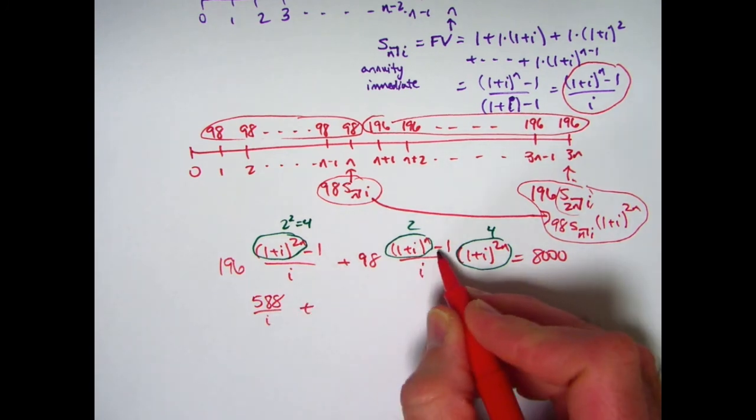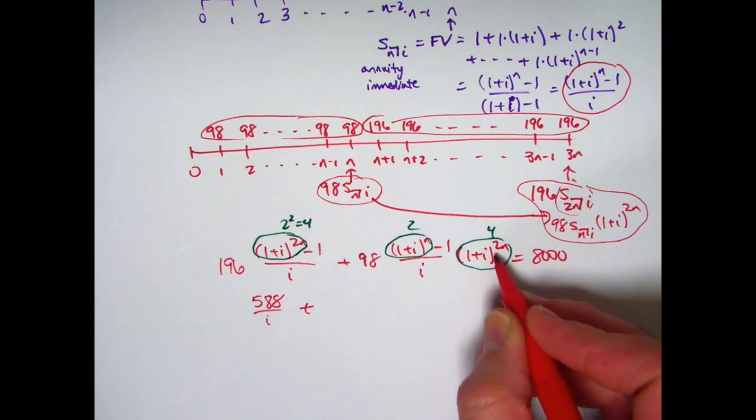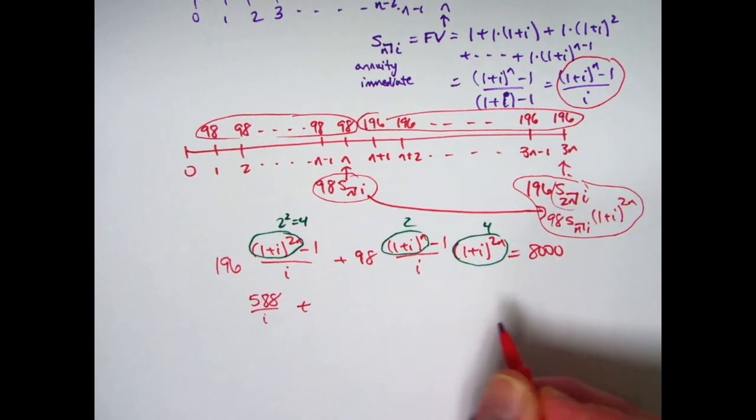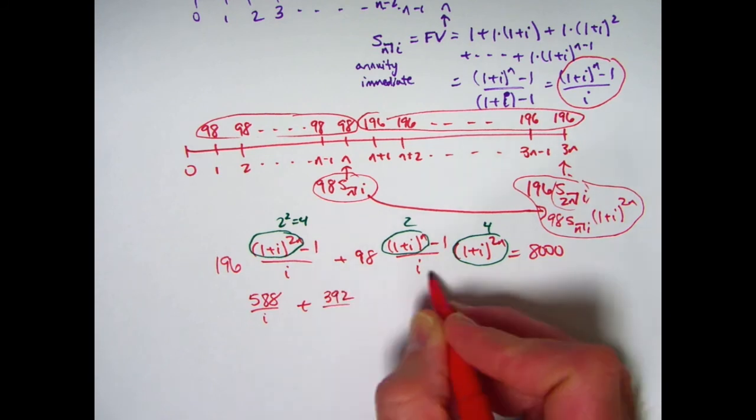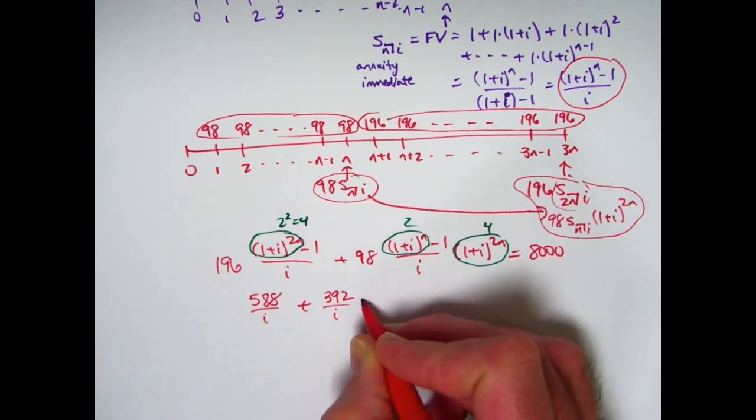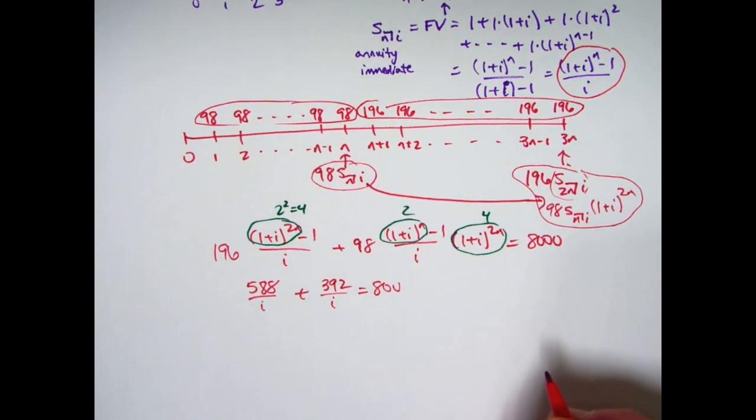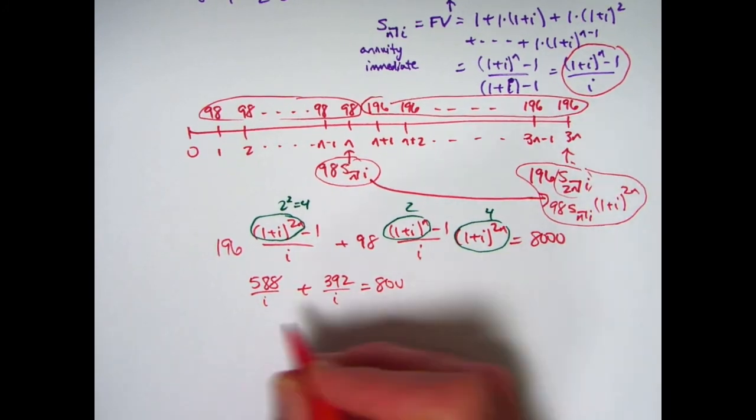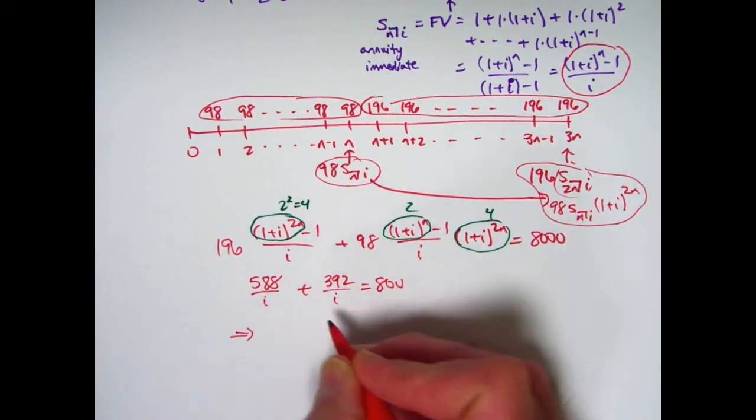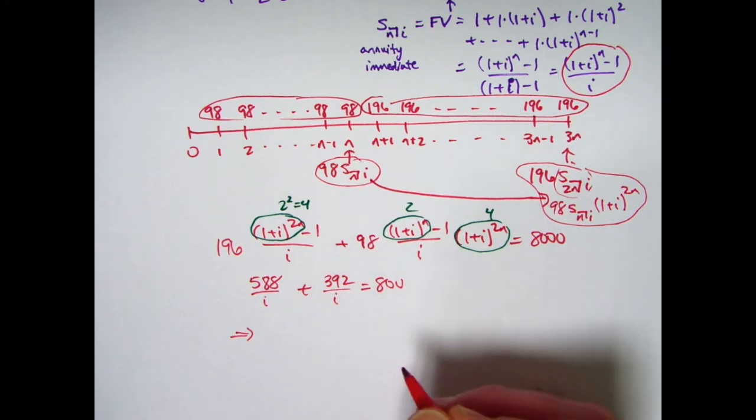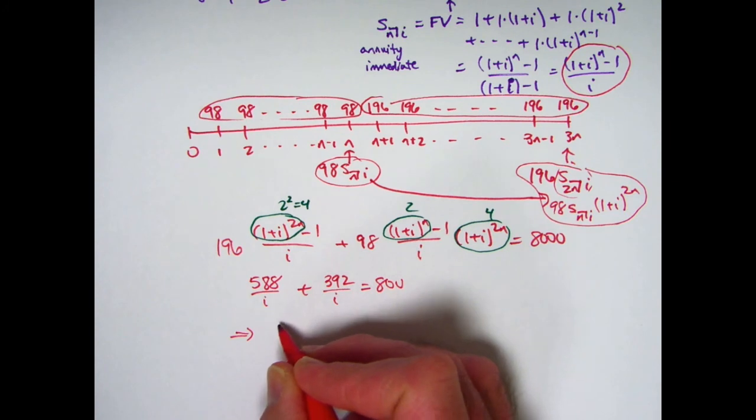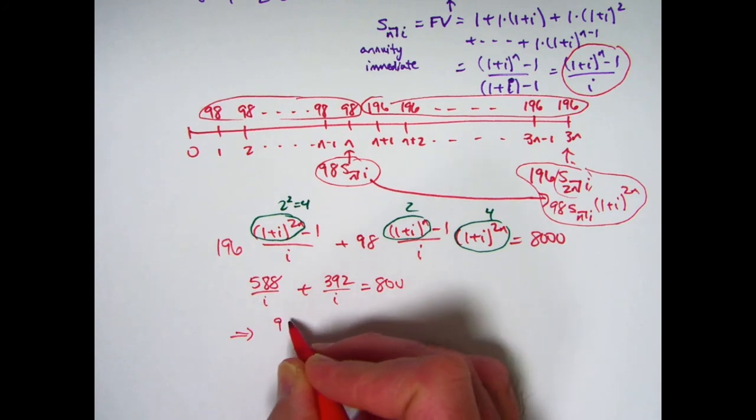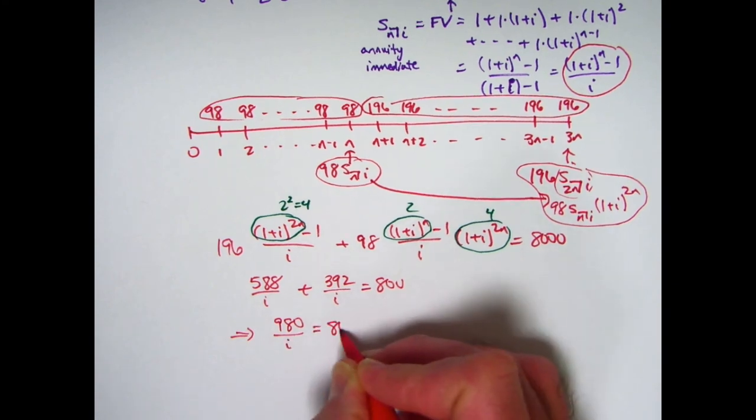Here we've got 2 minus 1 is 1, times 4 is 4. 4 times 98, that will be 392. And then I have an i on the bottom, equals 8,000. Now you can solve this equation for i. It's not too hard now. We already have a common denominator there. We can add the numerators, 588 plus 392. Let's see, that'll be what, 980 over i equals 8,000.